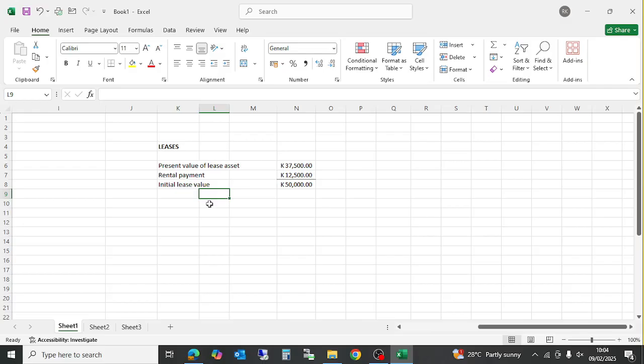Okay, so now what we are supposed to calculate is actually the liability, because we already know the value of the asset, and we'll have to calculate depreciation.